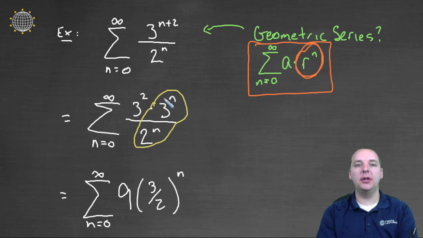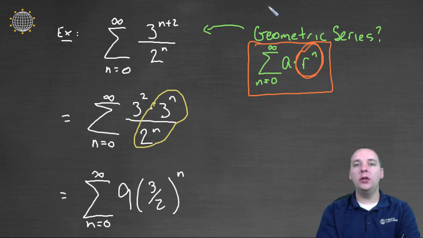This is typically what you're going to have to do, is manipulate the terms in your series to make it look like a p-series or an alternating series or a geometric series, or whatever test you're wanting to use. You're usually going to have to manipulate the terms around. They're not just going to hand it to you on a silver platter. All right, but now it looks like a times r to the n, so I'm ready to give my answer.